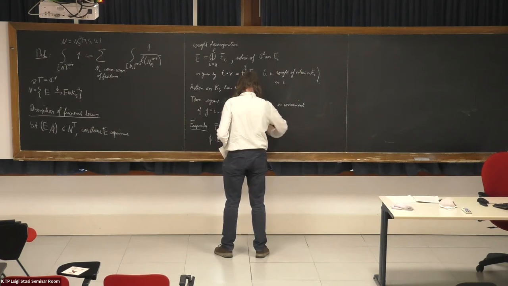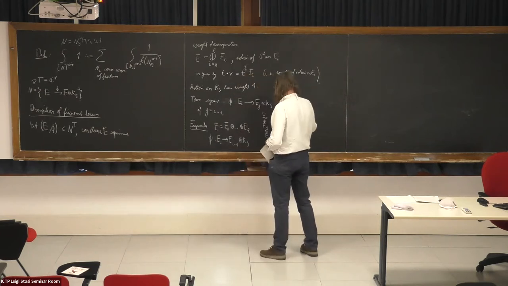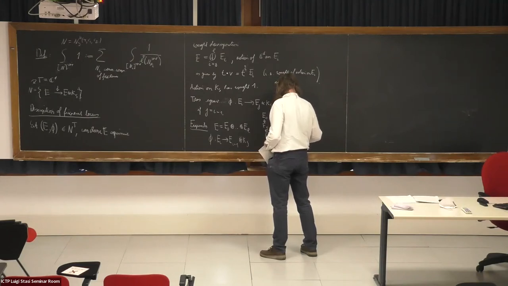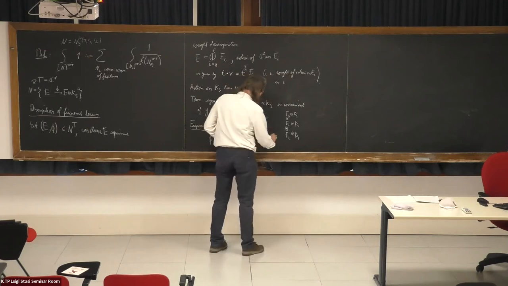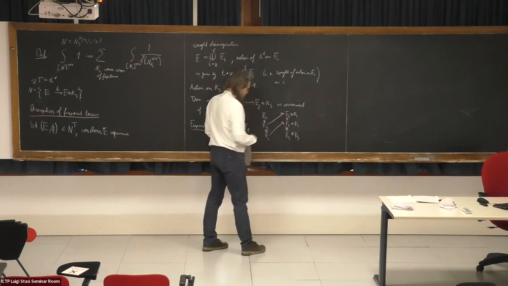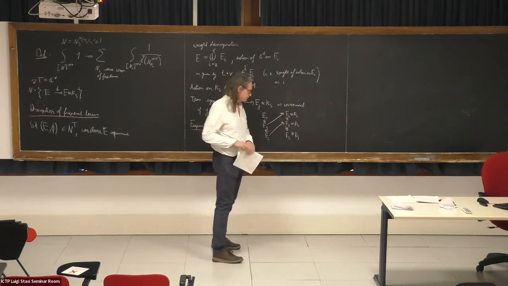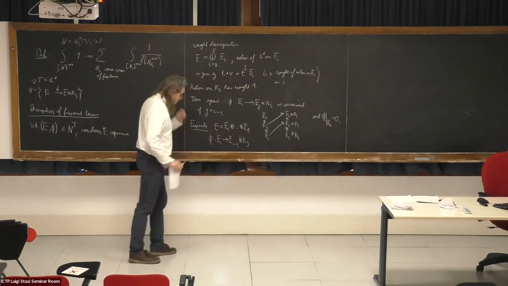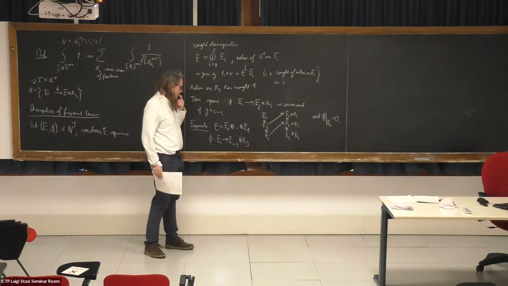Then you have E_0, E_1, E_2, and obviously phi sends E_2 to E_1, E_1 to E_0, and this one has no other choice than going to zero. Now, I assume we know this.